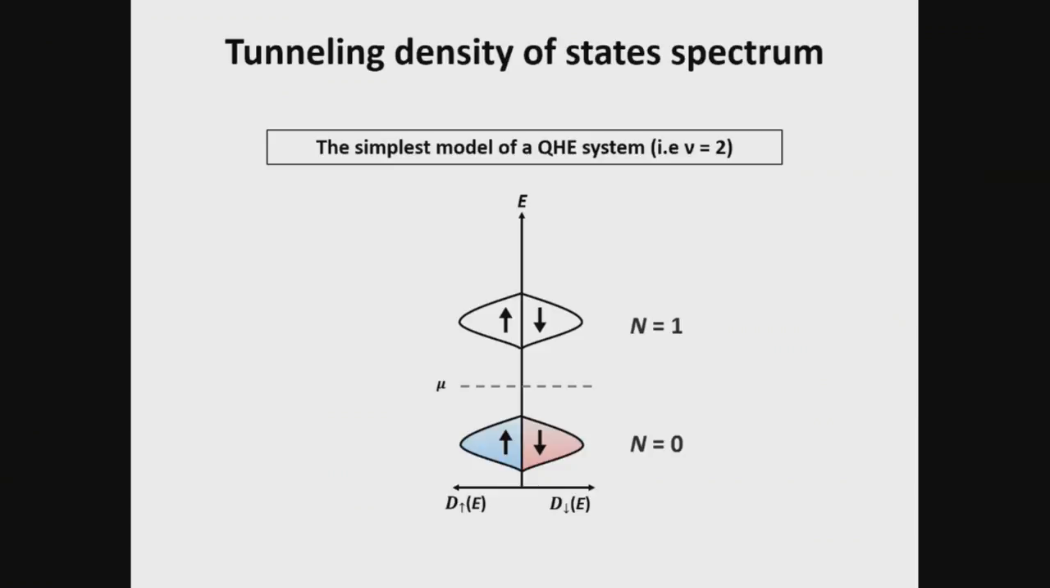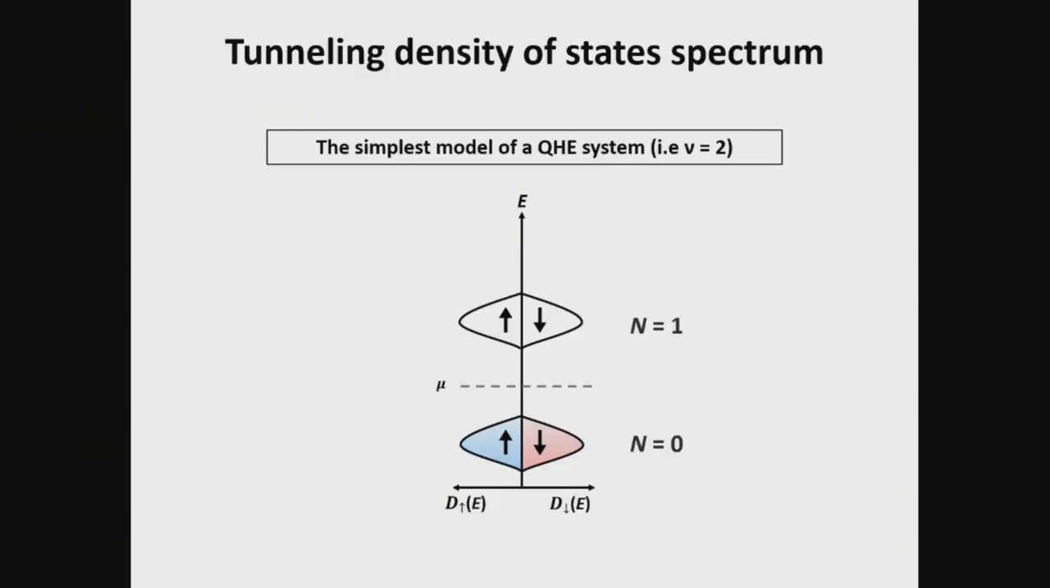In past experiments, people used conventional techniques such as NMR to measure the ground state spin polarization of the system. Here, using this spin-resolved tunneling, we can not only measure the ground state spin polarization, but we can look at the spin structure in the excited states at high energy. Before explaining how our technique works, let me briefly review the relationship between the spin and the tunneling spectrum of the quantum Hall system.